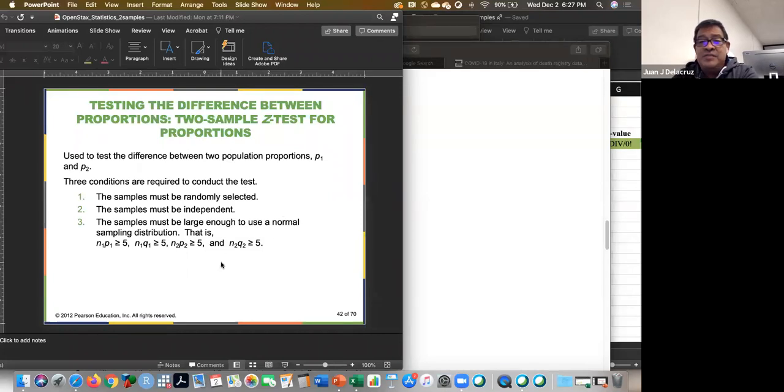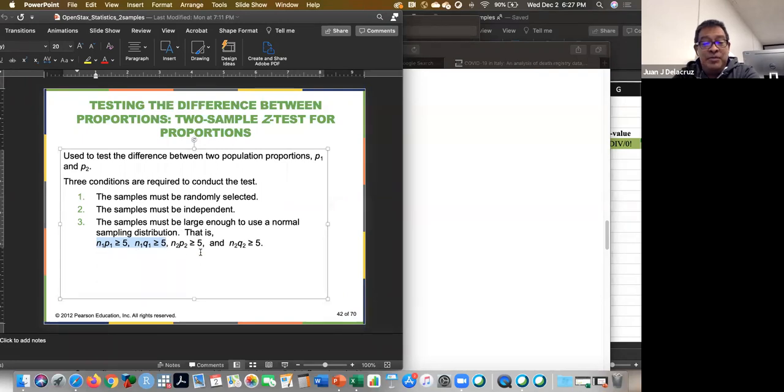If we have a very small sample, we have to make sure that the sample size of the first sample multiplied by the population proportion is greater than 5 in all these cases. This is the probability of success. This is the probability of failure for the first sample. So we need to know that all these cases are going to be greater than 5, right?